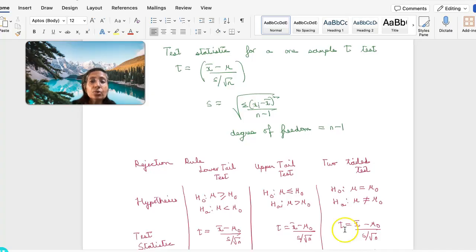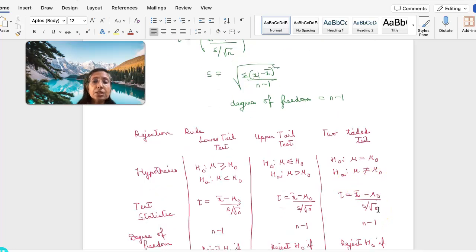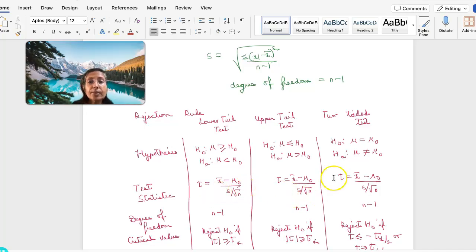So we have the rejection rule for a lower tail test, upper tail test and two-tail test. When you have the lower tail test, H0 will be mu greater than or equal to mu naught, HA will be mu less than mu naught. For an upper tail test, H0 will be mu less than or equal to mu naught, and the alternate hypothesis, HA, will be mu greater than mu naught. For a two-tail test, H0 is mu equal to mu naught and HA will be mu not equal to mu naught. So the test statistic t is the same for all, lower tail, upper tail and two-tail, that is x bar minus mu naught by s by root n. Again, degree of freedom is the same in each case.